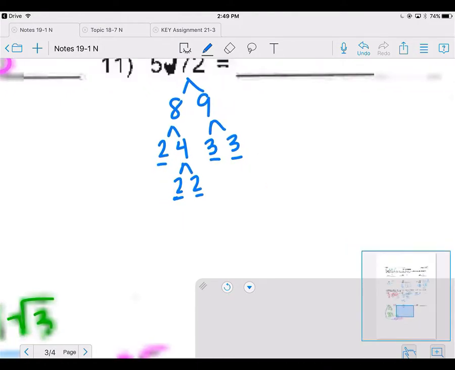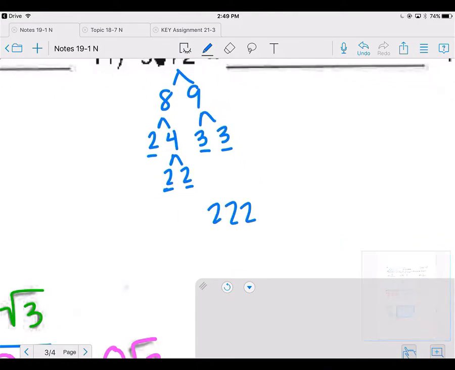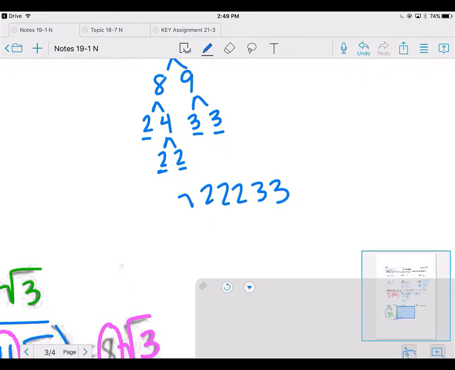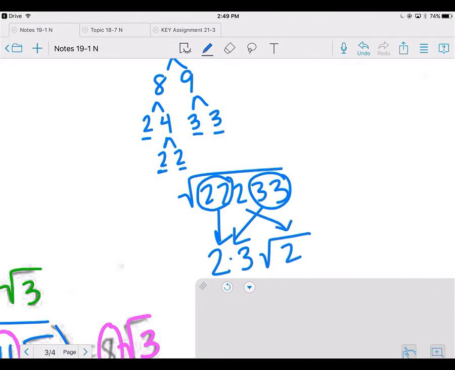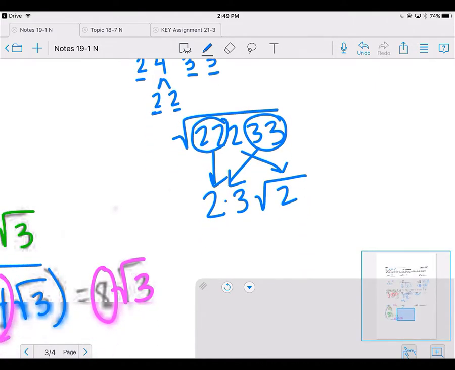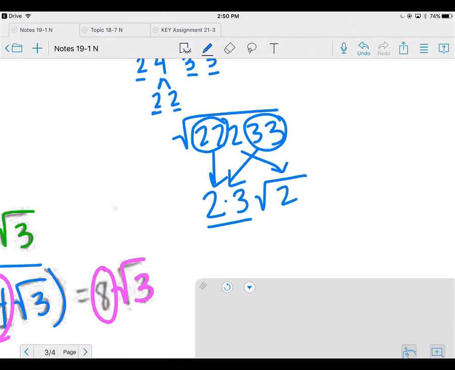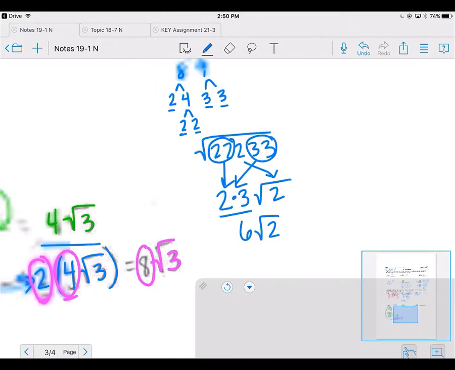So these are my leaves: 2, 2, 2, 3, and 3. Remember, right now these are all under the house. To go outside, they have to be ungrounded. They have to find someone to play with. So 2 is going to go outside. 3 is going to go outside. And this little 2 stays inside because it has no one that wants to play. Outsides can play together. So 2 times 3 is 6 square roots of 2.